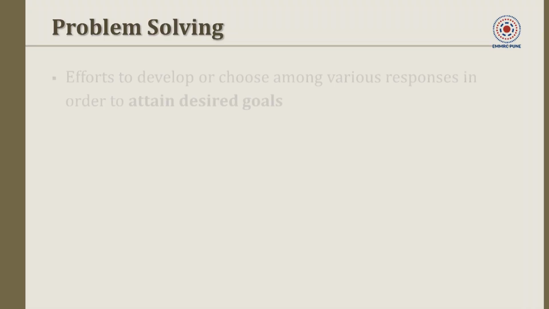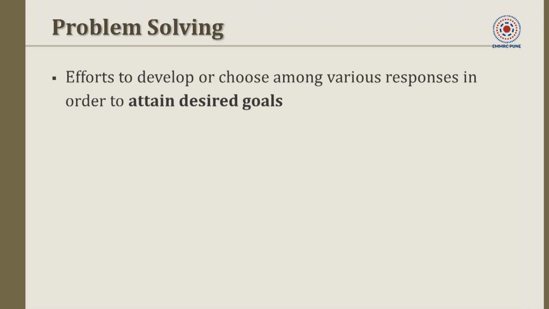Problem solving refers to the efforts to develop or choose among various responses in order to attain a desired goal. It occurs when a goal is reached by thinking and behaving in certain ways. It is considered to be a type of decision making. In everyday life, we are faced with a wide range of problems. Whether it is a child trying to tie her shoelaces on her own, someone trying to solve a crossword puzzle, or scientists coming up with a solution to reduce carbon emissions and protect the environment.